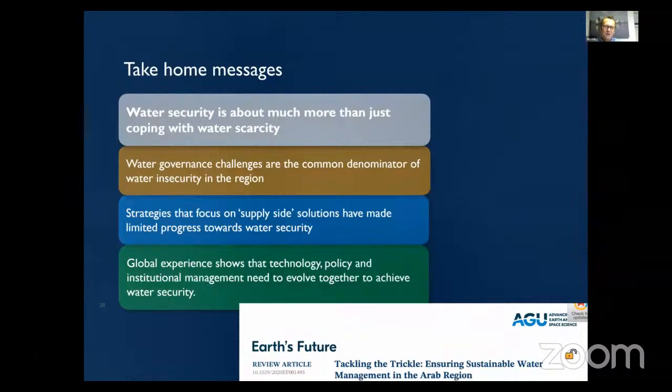That was a very high-speed tour through a very complex part of the world. But what I've tried to illustrate is that water security is much more than dealing with just water scarcity. The Middle East and North Africa is water scarce, but what I've shown is that the story is very complex. There's a lot of variability between the countries of the region.